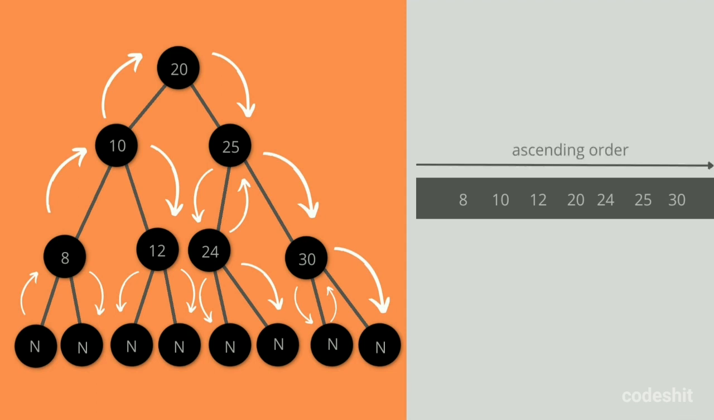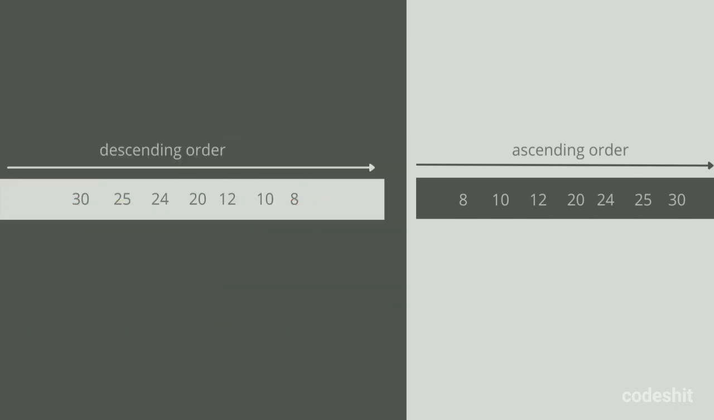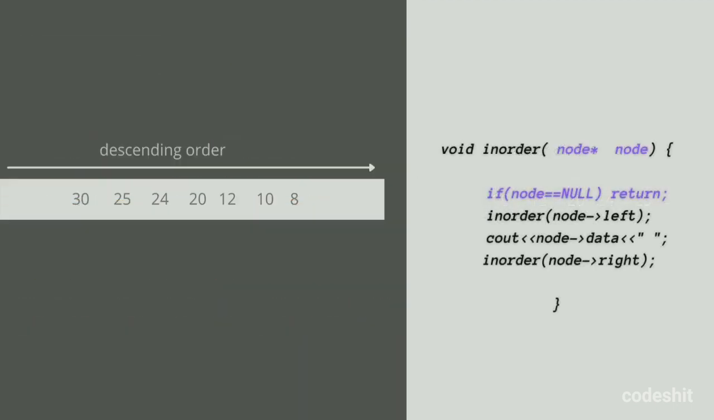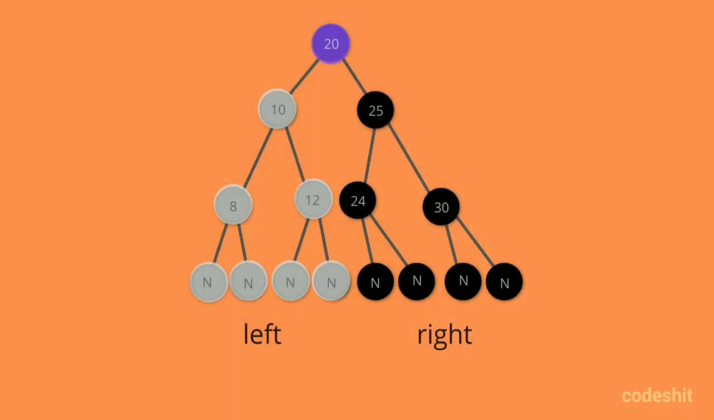Okay, now I want these values in descending order. To do that I have to change something in my code. I have to change the second and fourth line. First we traverse through the right subtree. Okay, so I have printed all the elements of the left and right subtree.